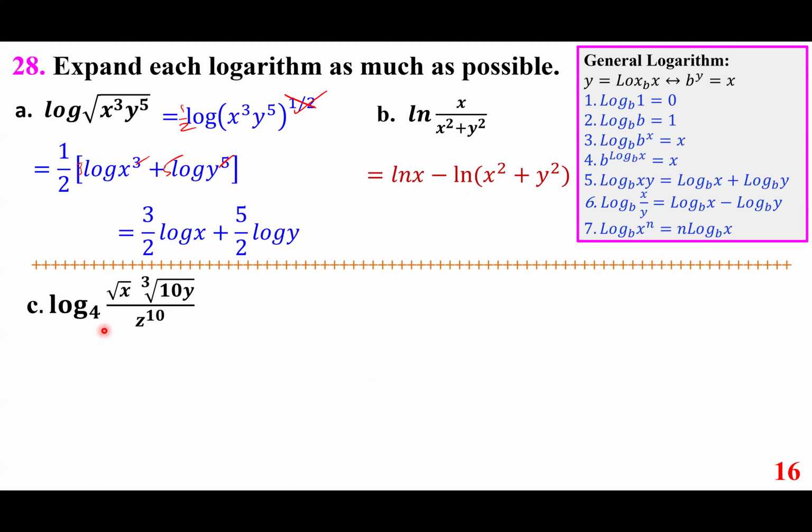What about log base 4 of square root of x cube root of 10y z to the power of 10? By the way, with enough practice, you can do all of this in one shot, but we're going to take a few steps. So number 1, we are going to go with number 6, which is the quotient rule. That means log base 4 of the top minus log base 4 of the bottom. So log base 4 of square root of x cube root of 10y minus log base 4 of z to the power of 10.